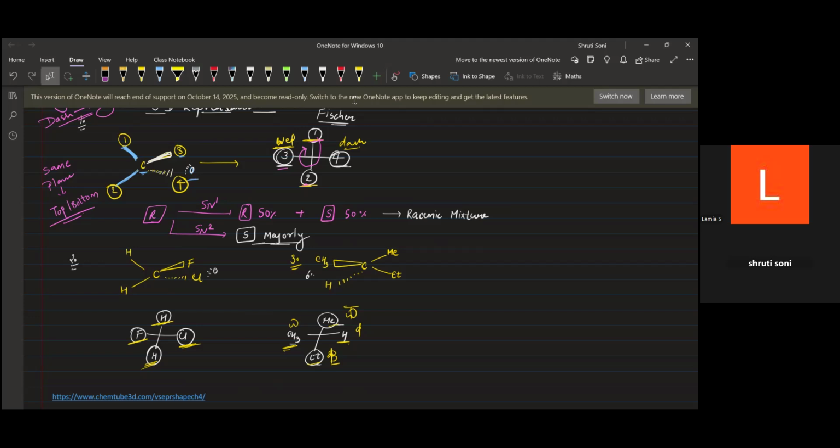So what we covered with absolute configuration, Fischer projection, wedge and dash shows us how the molecule physically changes when these reactions happen, right? Yes. And one more thing: these are also used to identify enantiomers and diastereomers. We will discuss that in the next class, how we identify whether a given compound is an enantiomer or diastereomer with the help of these configurations.